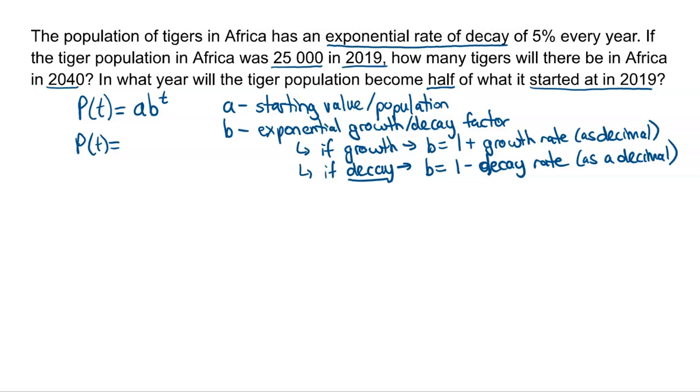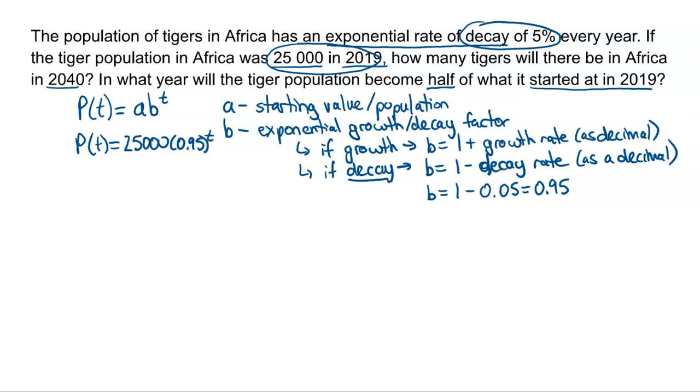in our specific case. So the population after some time is equal to 25,000. That's our starting value, 25,000. And then we're going to substitute in 0.95 for B, as I already mentioned, because of that decay rate of 5%, 1 minus 0.05. So we subtract that, and we get 95%. That's what that means. It's really, I'm going to have 95% each year of the population I had the previous year. So 0.95 to the power of t.